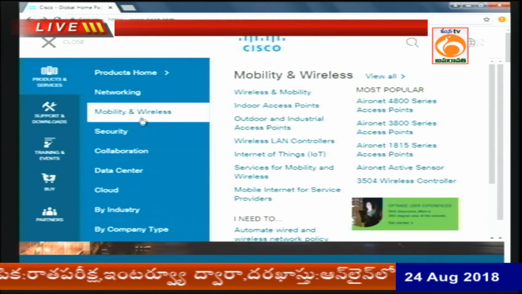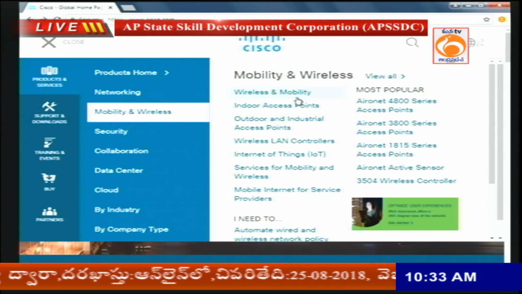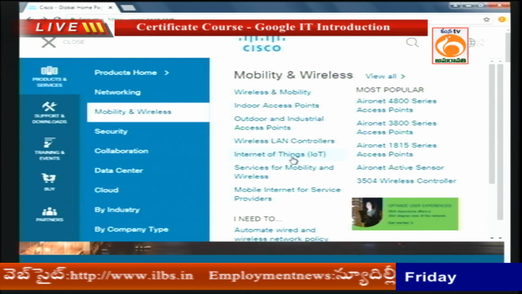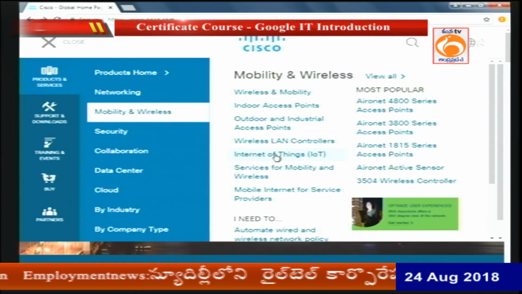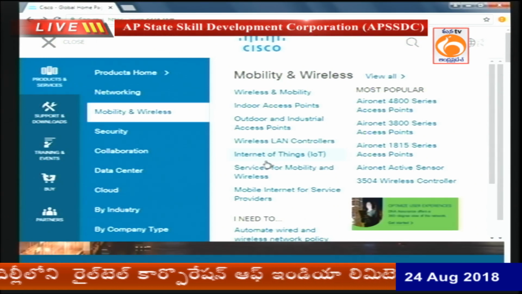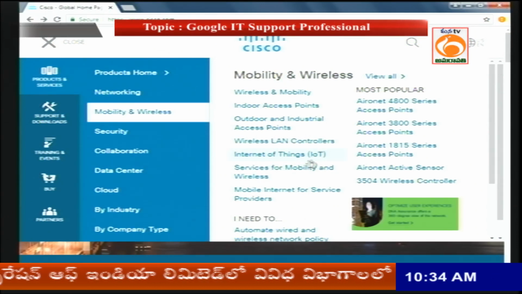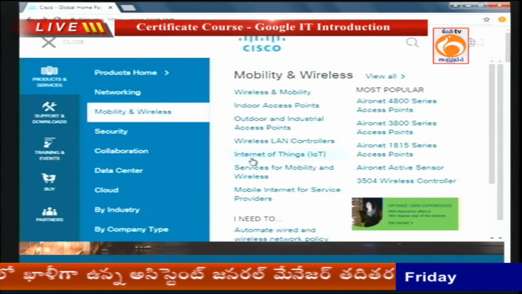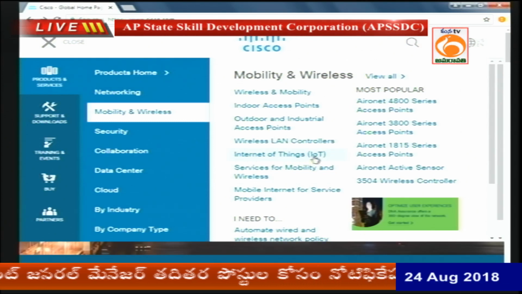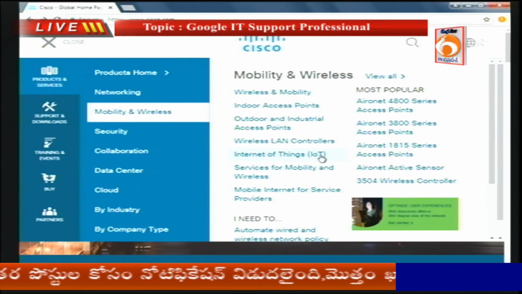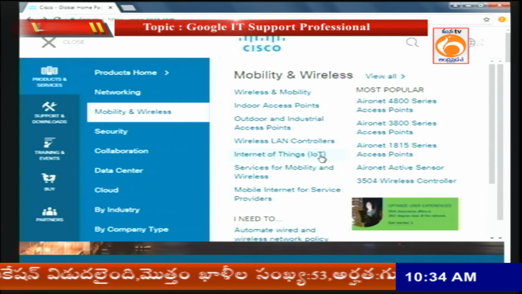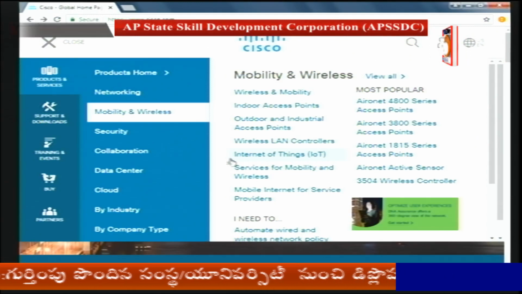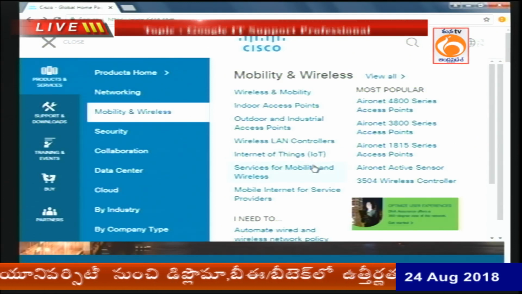Then mobility and wireless. We are using mobile services, and mobile services require a lot of infrastructure. That infrastructure is provided by these organizations. The next advantage is having small home devices also connecting to the internet. So the Internet of Things is going to be a next big advantage for mankind. We did discuss machine learning and artificial intelligence. So the Internet of Things is also the next advantage.